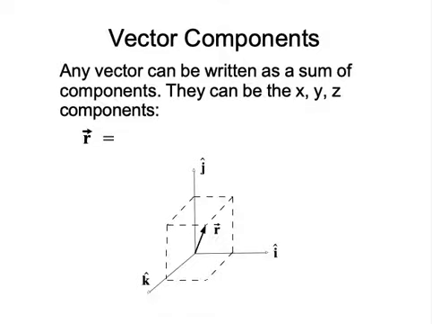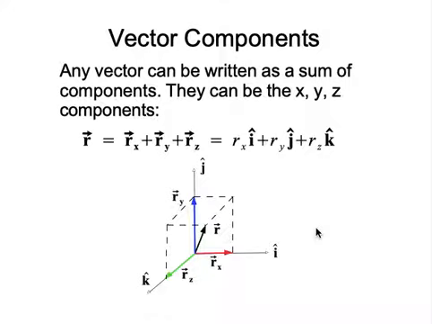Any vector can be written as the sum of components. They can be the x, y, z components. For instance, we have a vector r here, which goes from the origin to the far corner of this imaginary rectangular box. And the components, rx, ry, and rz, are the projections of r on the i, j, and k axes.